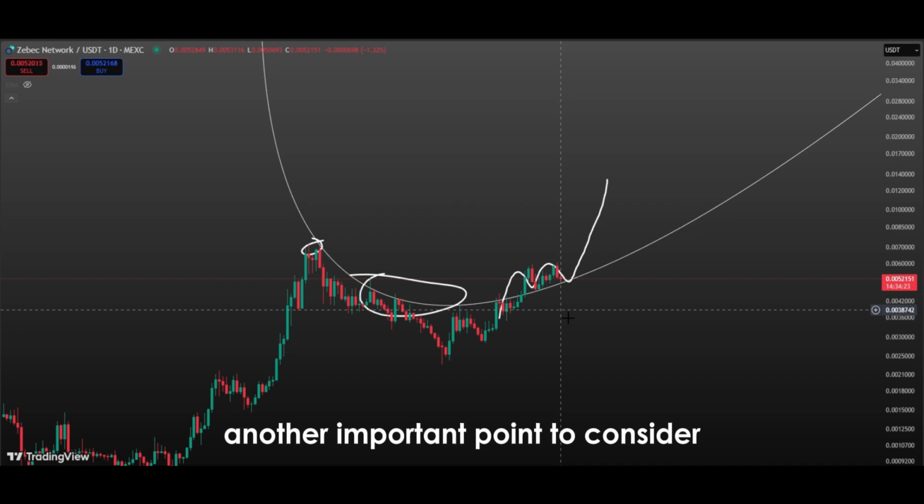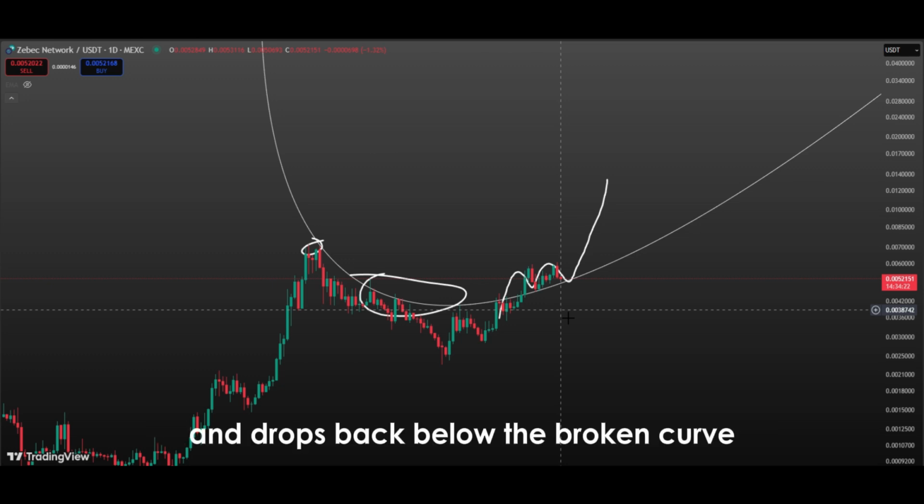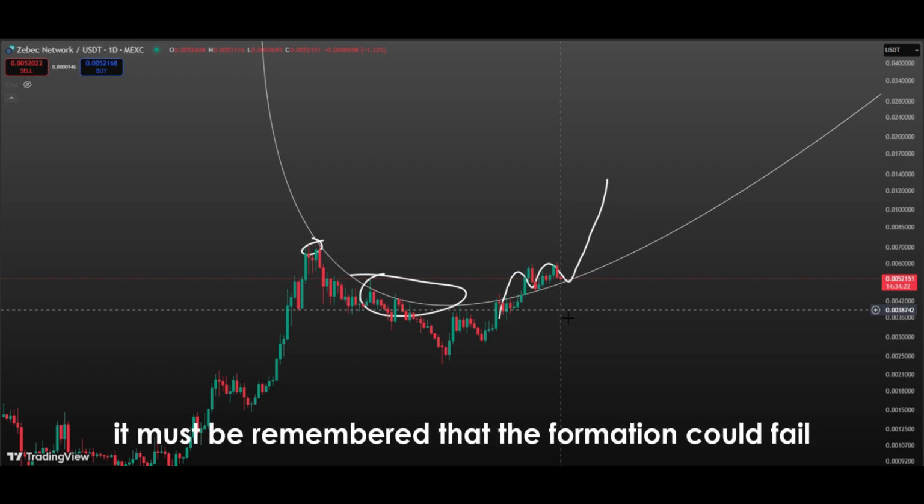Another important point to consider is the stop-loss strategy. If the price unexpectedly falls during the retest and drops back below the broken curve, it must be remembered that the formation could fail.